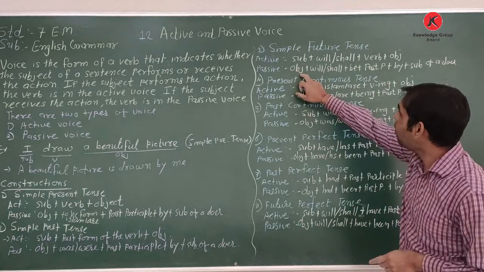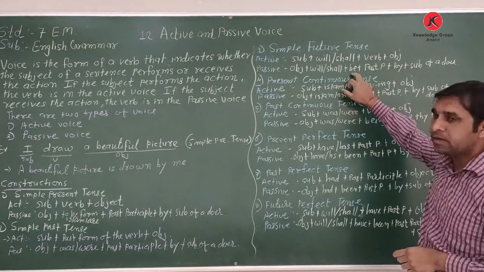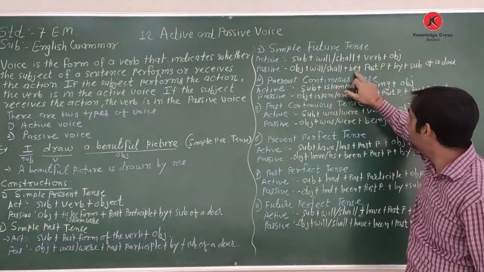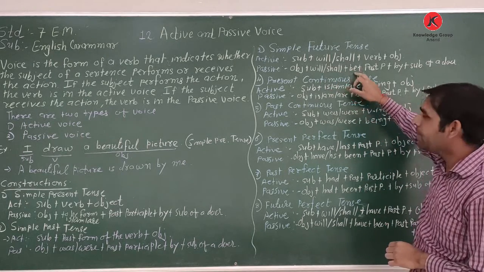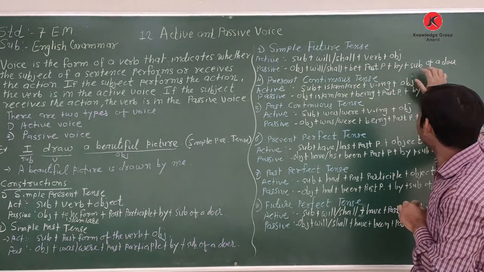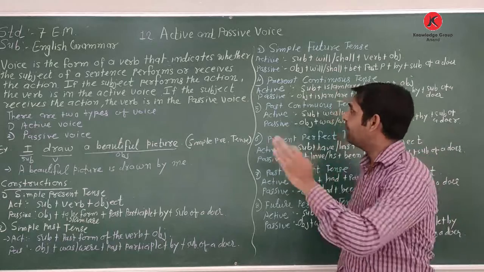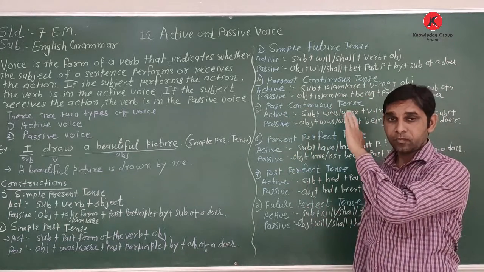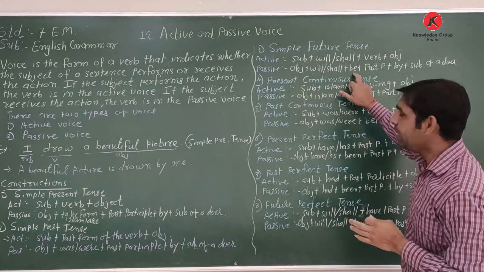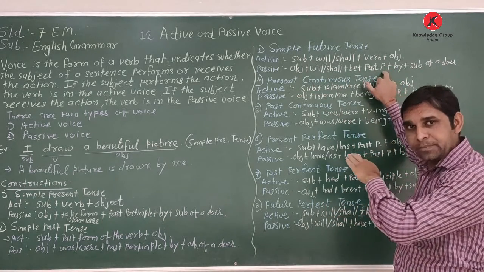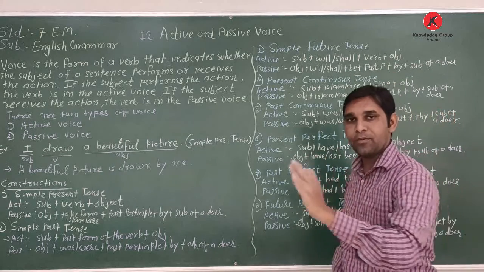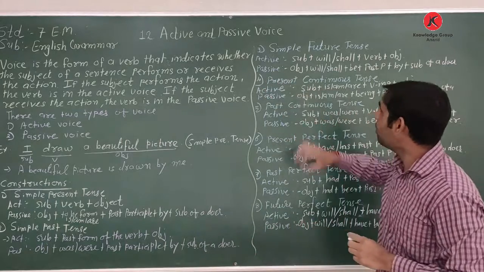So the passive construction when you change active into passive in simple future tense: object plus will/shall plus be, then the main verb changes into past participle, then by and the subject of the doer. I will write a letter. So the object is a letter. A letter will be, write changes into past participle, written. A letter will be written by me. So that is the example of the third.